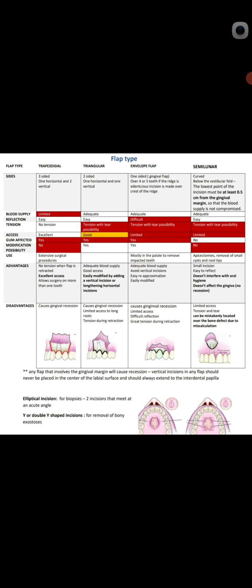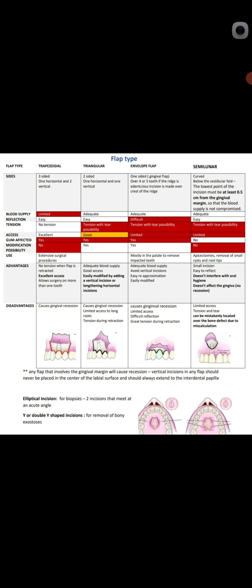Now, any flap that involves the gingival margin will cause recession. A vertical incision in any flap should never be placed in the center of the labial surface, and should always extend into the interdental papilla.